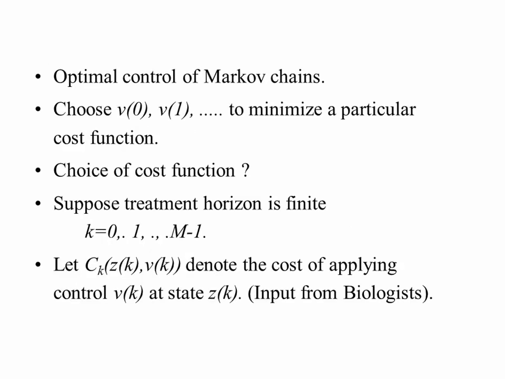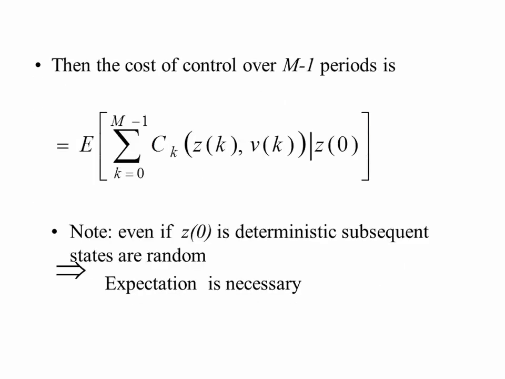So if the one step cost is this, and you're doing the control over M steps, then the total cost of control over those M periods, as you go from 0 to M minus 1, will be the summation of all these costs. You add them together. But remember, this cost is not a deterministic quantity, because even if you start out from some initial state, the transition to the next state is stochastic.